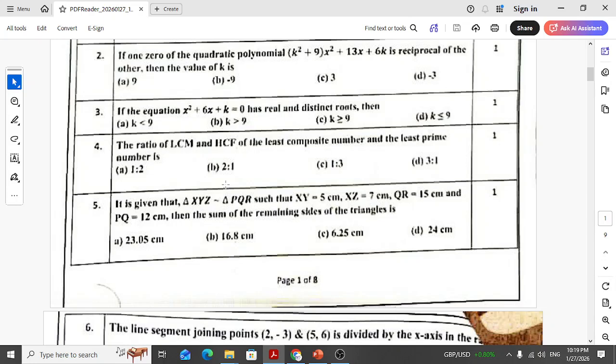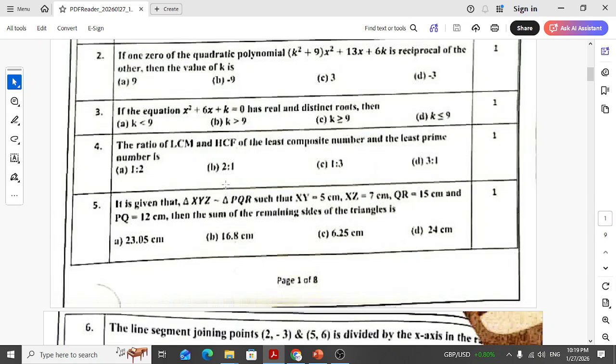So what is the LCM here? The LCM is 5 square into 9, which can be written as 3 square because of prime factorization, and then we have 7. When you multiply this, we get 1575, which is the correct answer. And HCF is the highest common factor, which is 5. So the assertion is correct.